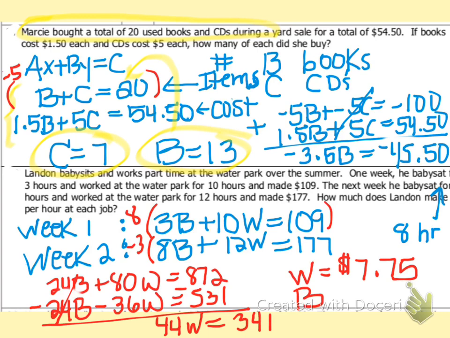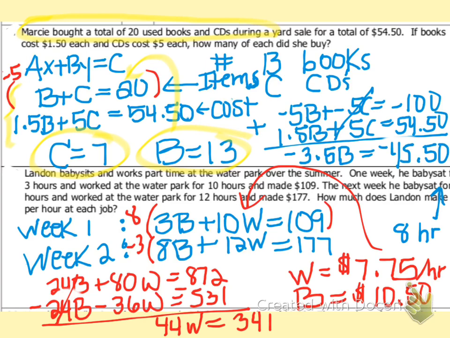I wouldn't choose the new ones because they have bigger coefficients, but say we plug it in here, that makes 10 times 7.75. So we make $77.50 doing the water park job, and if you subtract that from 109, that leaves $31.50 to make from babysitting, which means babysitting must make $10.50 an hour. So $10.50 an hour, and again, these are per hour rates.